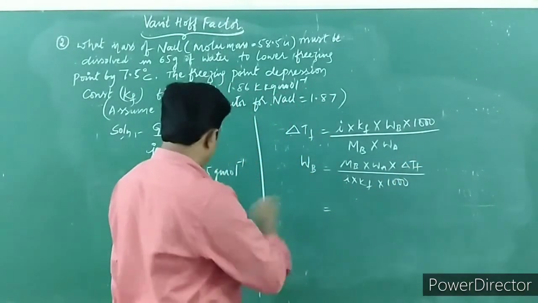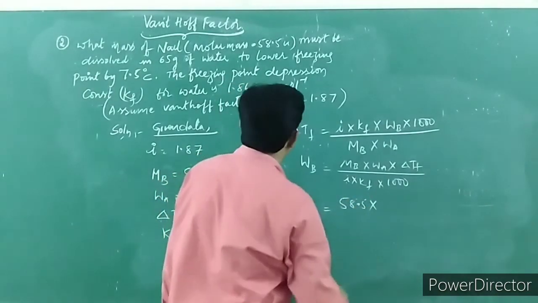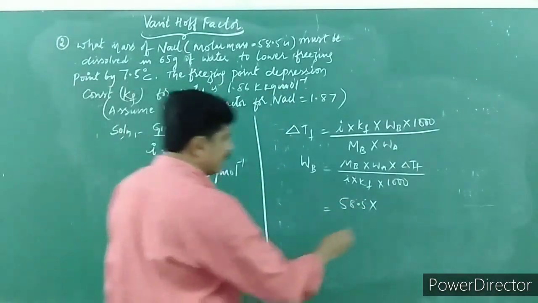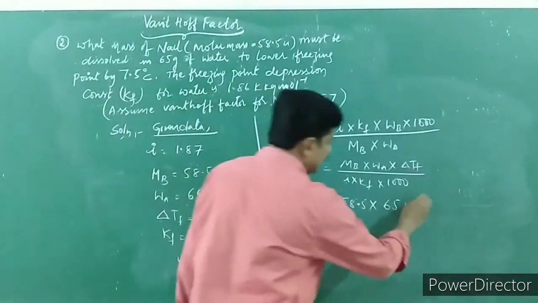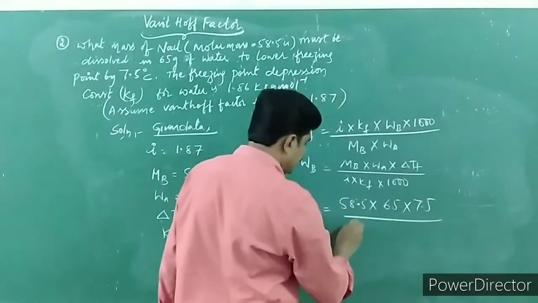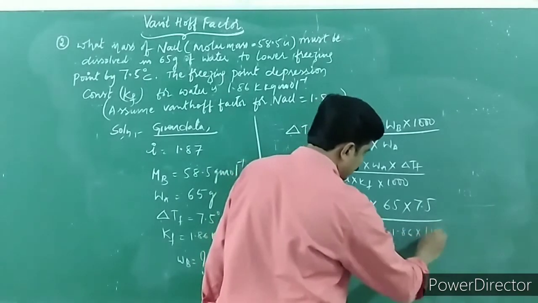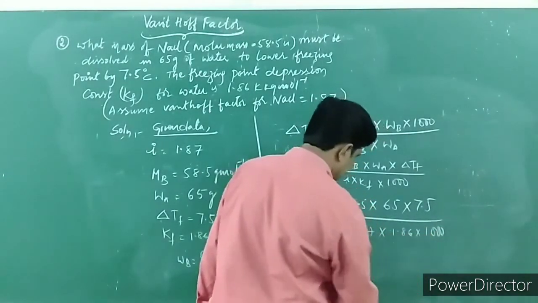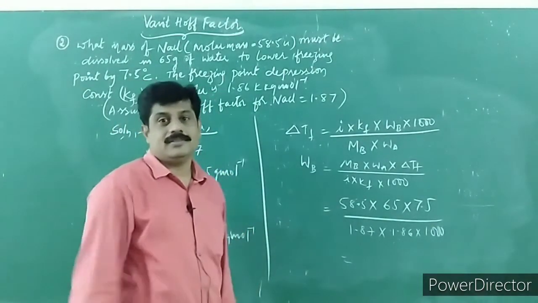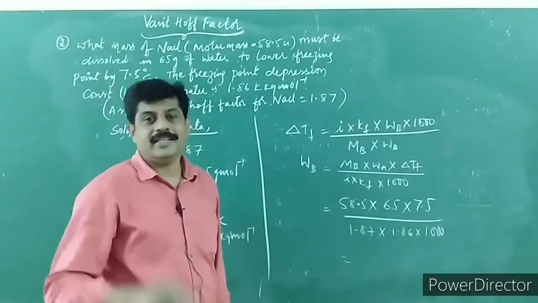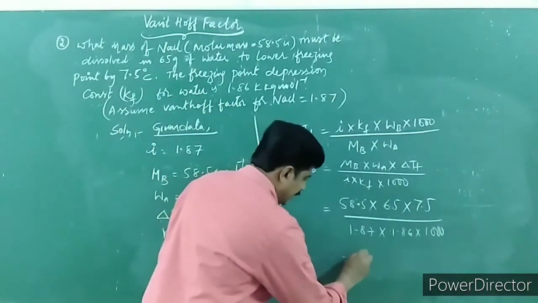Now put the values here. It is 58.5 into WA, which is 65 grams, into delta TF, which is 7.5 degrees Celsius, upon i is equal to 1.87 given, KF is equal to 1.86 into 1000. Hope you are following, children. If you simplify this, you're going to get 8.199 grams.